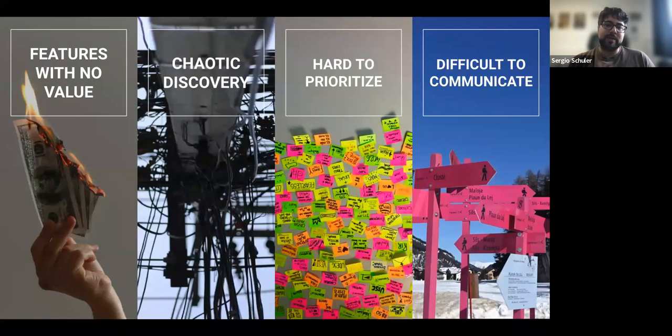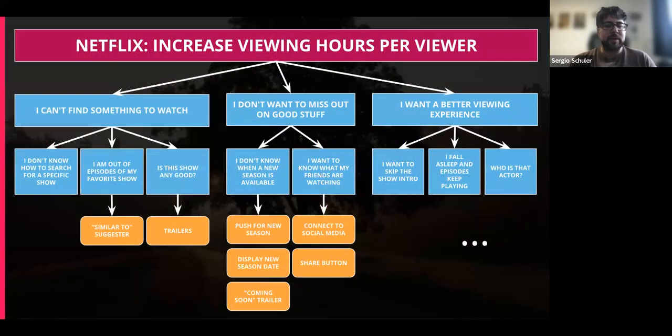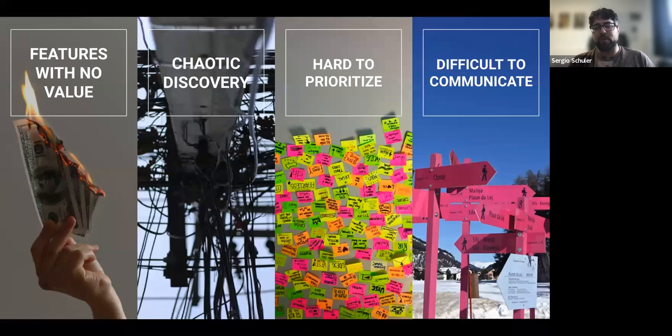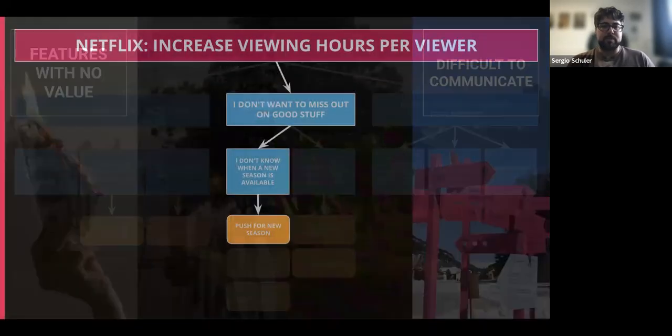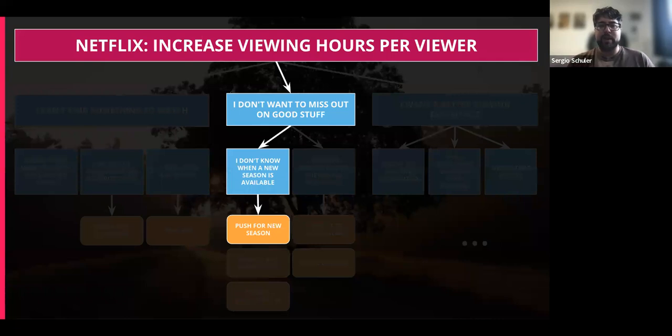But how does this little drawing, this little schematic, the opportunity solution tree, actually help with our 4 product challenges? Let me show you. First, I will talk about features with no value and the difficulty to communicate product development and product discovery in particular. So imagine you are a PM or a product person at Netflix and you want to increase viewing hours per viewing.